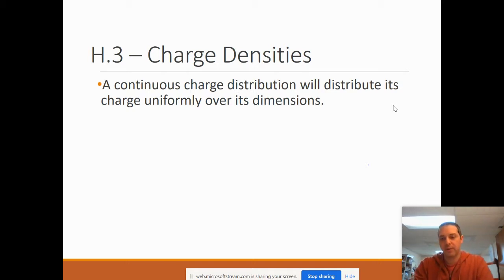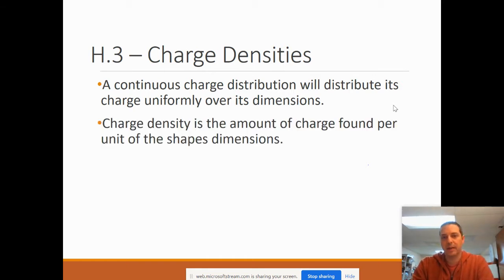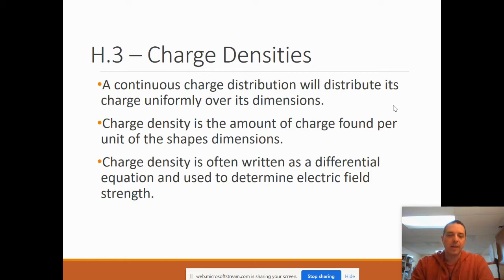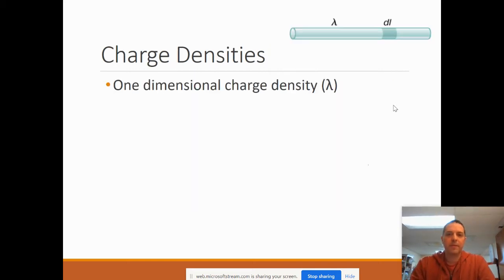So we're going to look at a few different sorts of charge densities, and we're going to define charge densities as a continuous amount of charge that's distributed uniformly over dimensions. So we're going to look at three dimensions. We're going to look at linear versus an area versus a volume charge. So when we have that charge density, we're going to look at it for charge per unit shape. And ultimately we're going to be looking at ways to use integral calculus to do this. So we're going to write charge densities as differential equations at times, even though we're going to look at them most primarily algebraically.